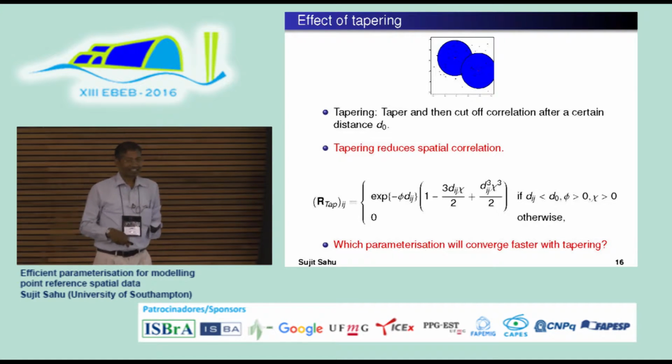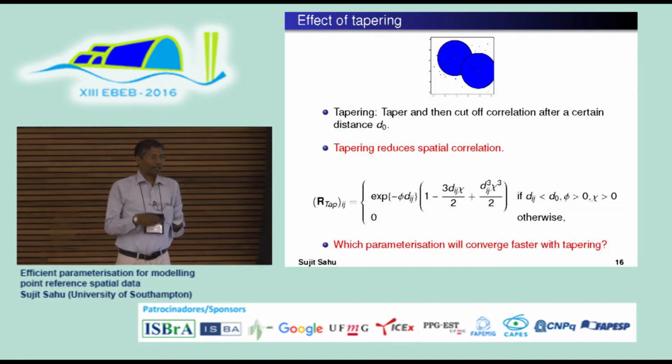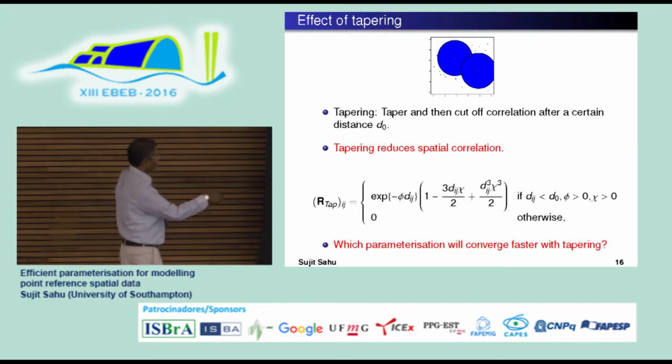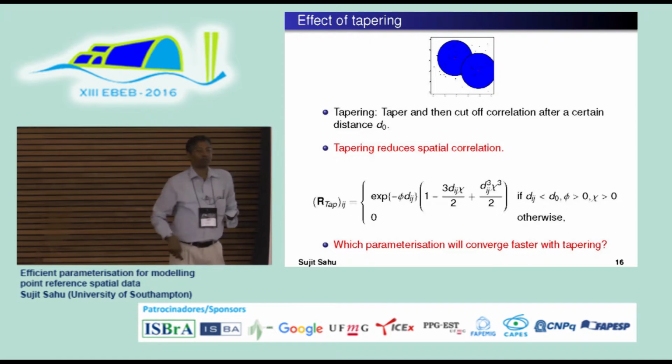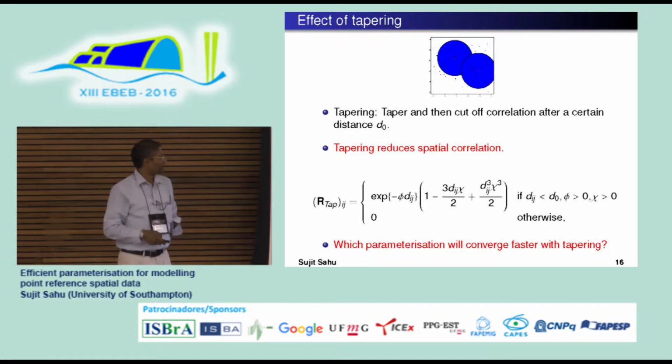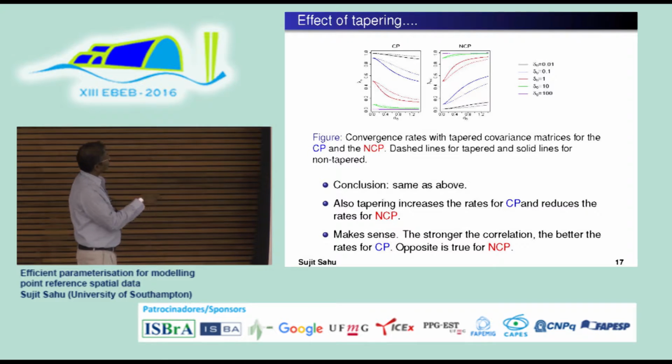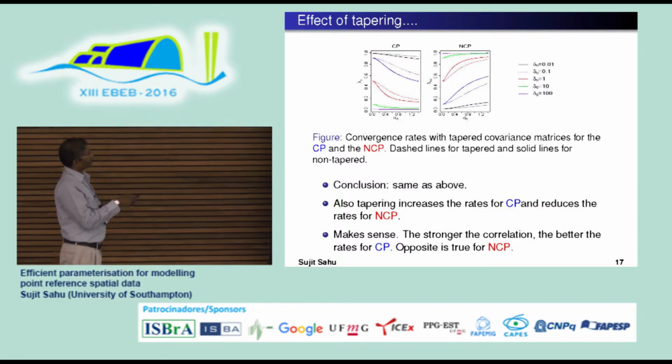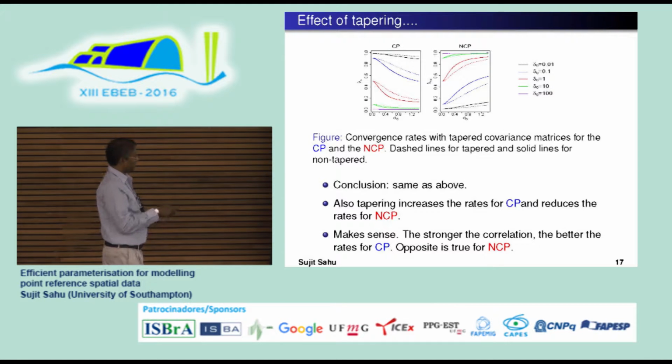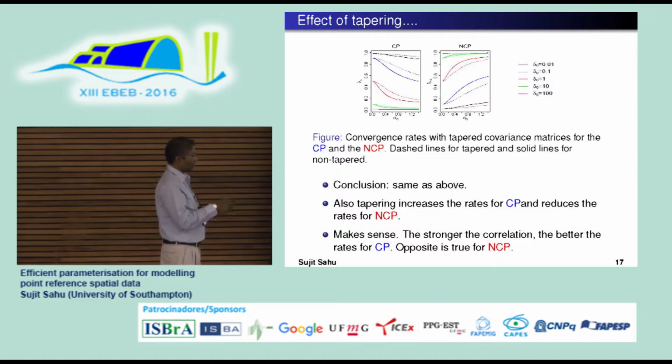Tapering is reducing correlation from your model. It is cutting it off. So tapering will be better for NCP. So we've drawn that. So convergence rates, centered parameterization, non-centered parameterization. The conclusion here is the same as above. Also, tapering increases the rates for CP. Increases means the CP gets worse. It increases the rates for CP and reduces the rates for NCP.